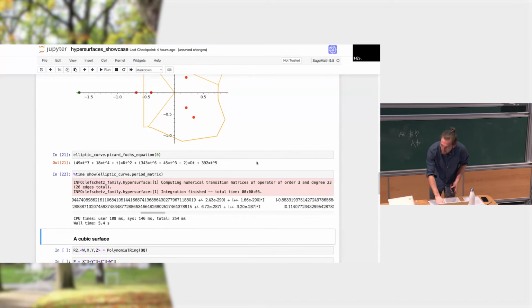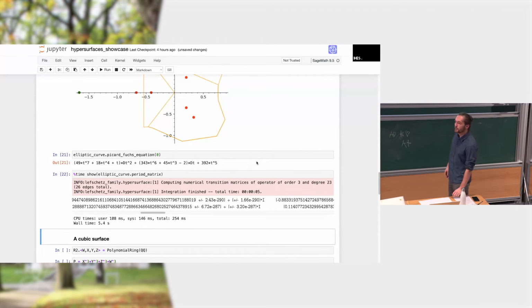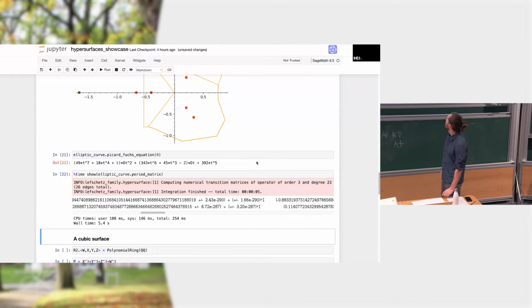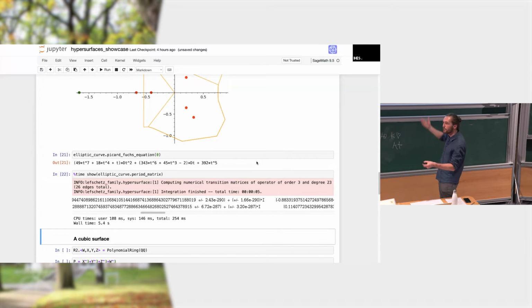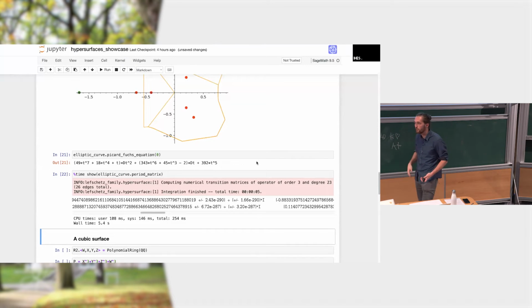The yellow segments are the Voronoi boundaries? Yes. Precisely. I mean, it could be anything. All that matters is the path up to homotopy. But in this case, for numerical reasons, it's better to take paths that lie around these Voronoi boundaries. Yeah.